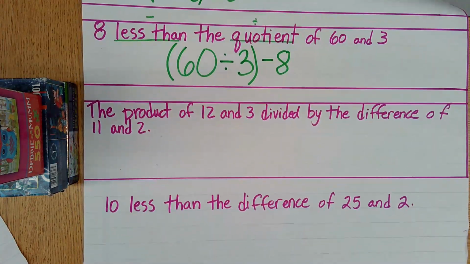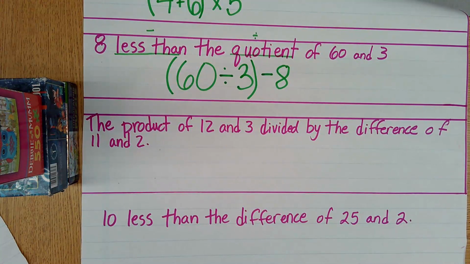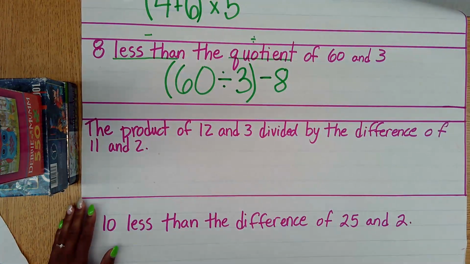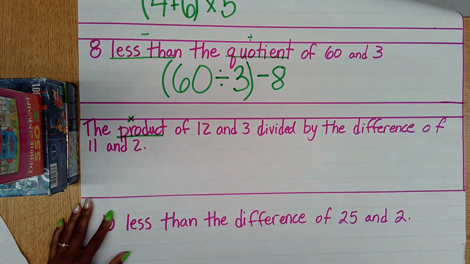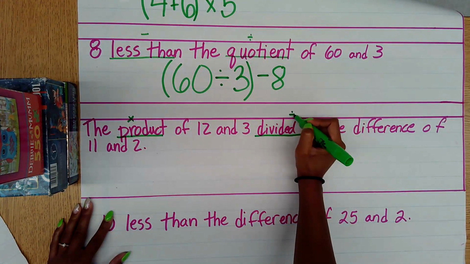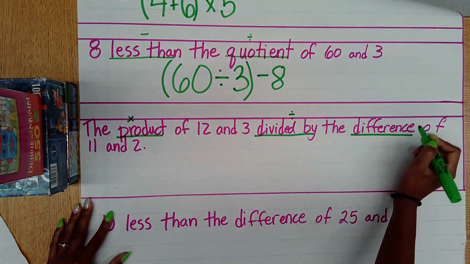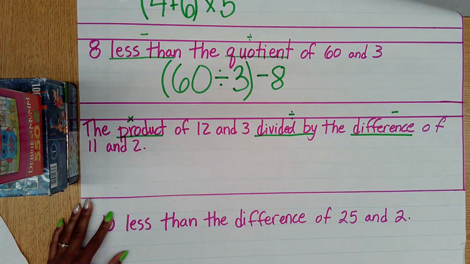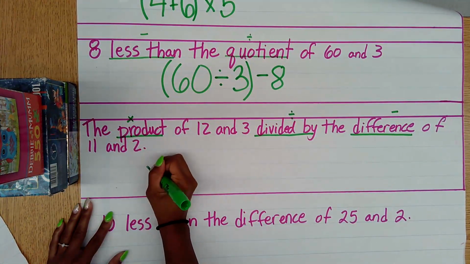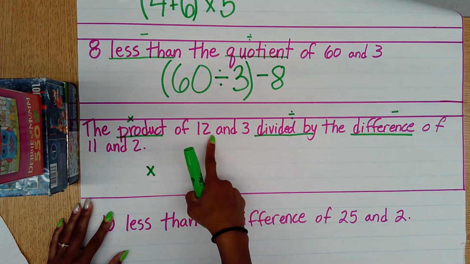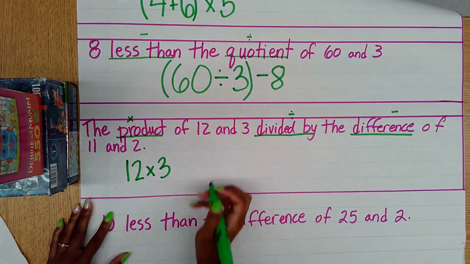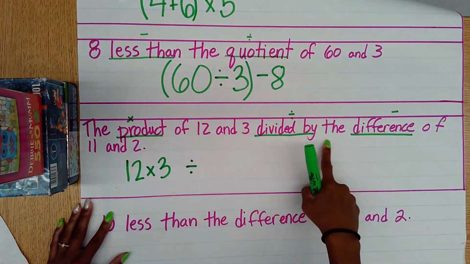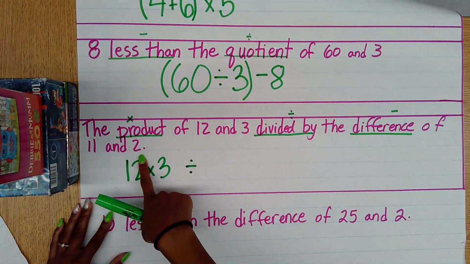All right. Our next one is the product of 12 and 3 divided by the difference of 11 and 2. So I have product, I know is the answer to a multiplication problem. Divided by is division. And then I know difference is the answer to a subtraction problem. The product of 12 and 3, so again that "and" is grouping them together, 12 times 3 divided by the difference of 11 and 2.